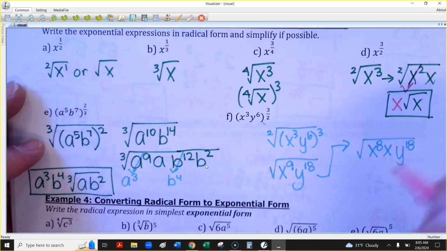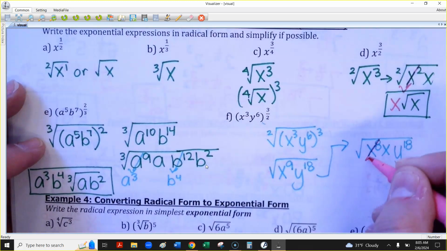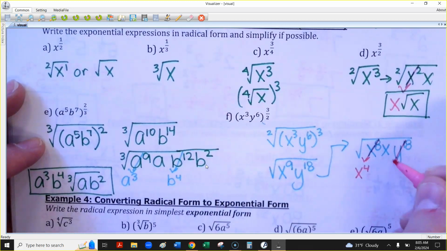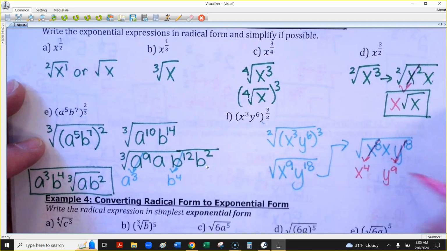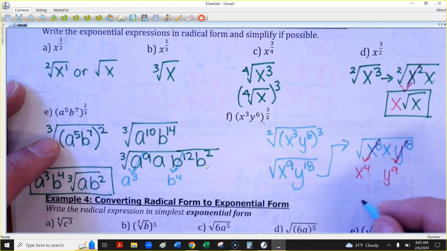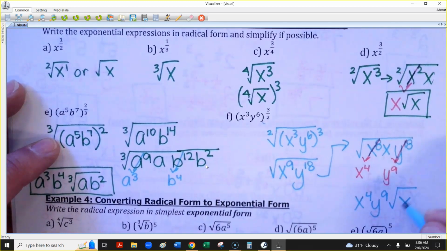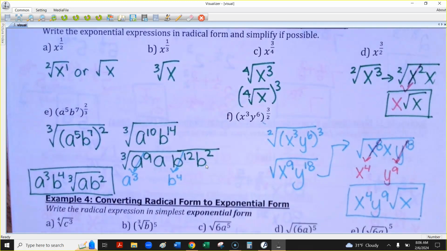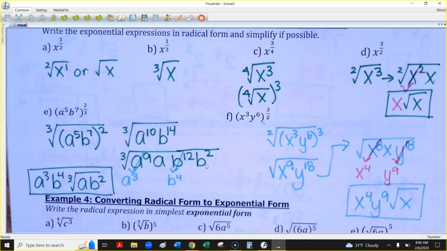We're just going to simplify it. Under a square root, x to the 8th comes out as x to the 4th. Y to the 18th, I'm just dividing the exponent by the index of the root, so it's y to the 9th. So I got x to the 4th, y to the 9th, and then we do have 1 x left under the square root there. Does anybody have a question?